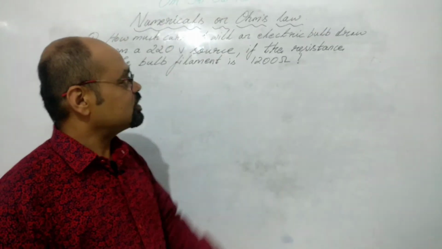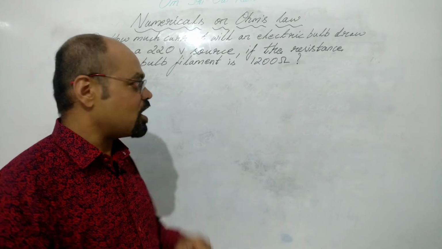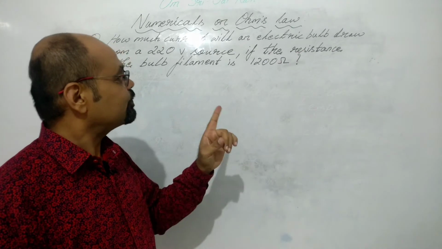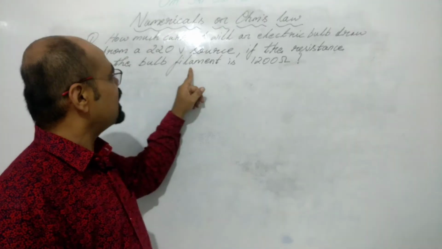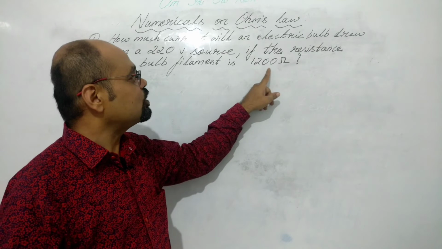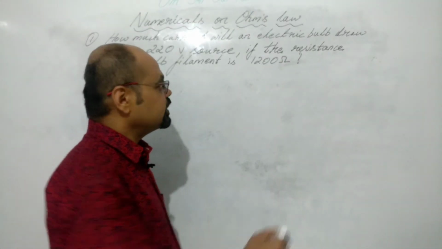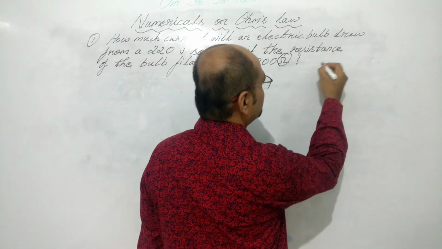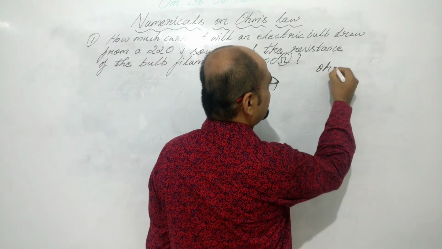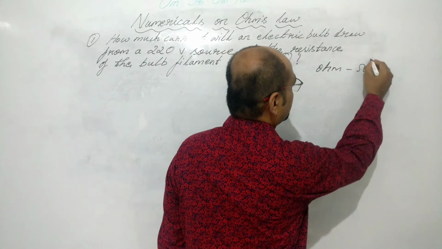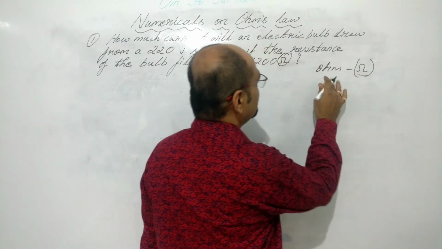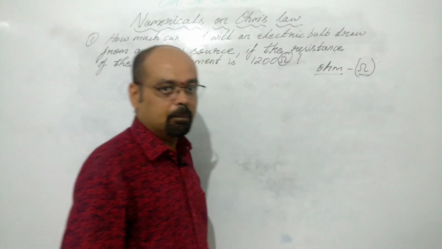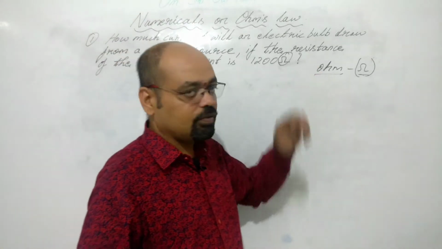How much current will an electric bulb draw from a 220 volt source if the resistance of the bulb filament is 1200 ohm. See these children, this ohm is nothing but the omega symbol, which can be written in place of ohm. Okay, so the SI unit of resistance.